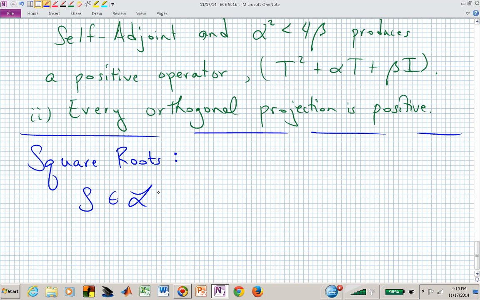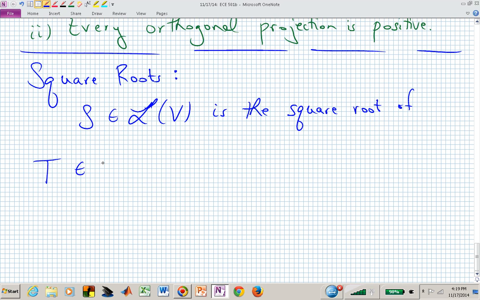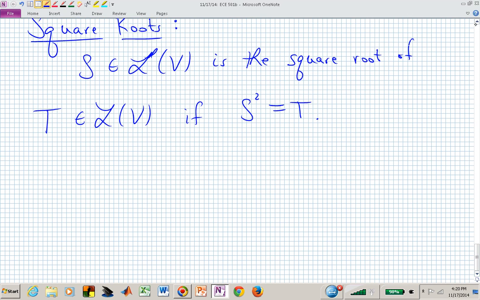Suppose S is a linear operator on this inner product space V. So S is the square root, that's why I'm calling it S, of a linear operator T if S squared is equal to T. So if we have S and then we operate on it again with S, that gives us S squared, and that taken together is the same as T, then we'll call S a square root of T. That's sort of the conventional way of thinking of a square root, or something that when you square it, you get the original back, let's say.